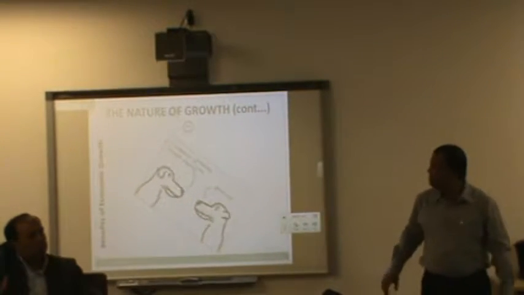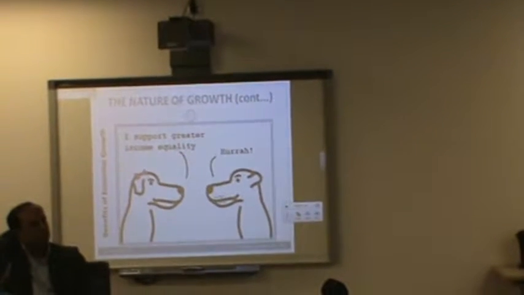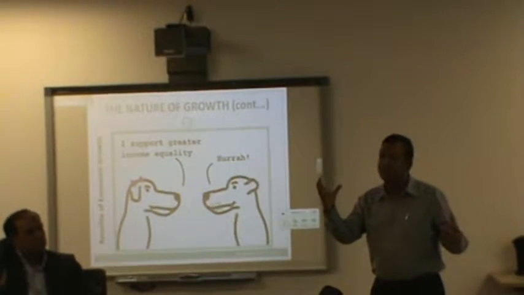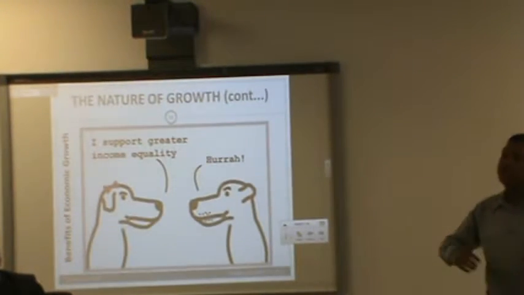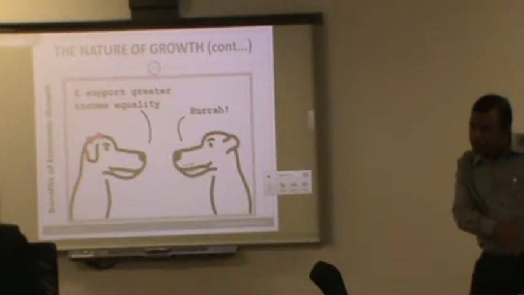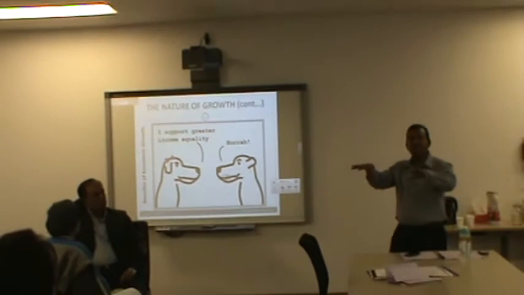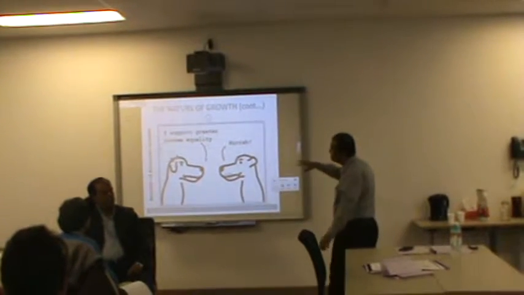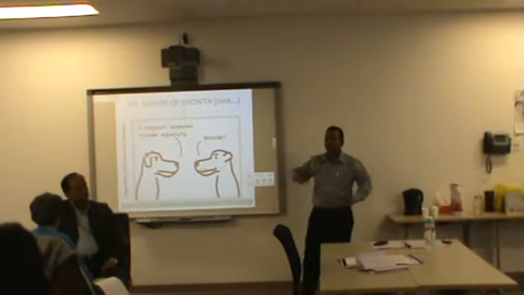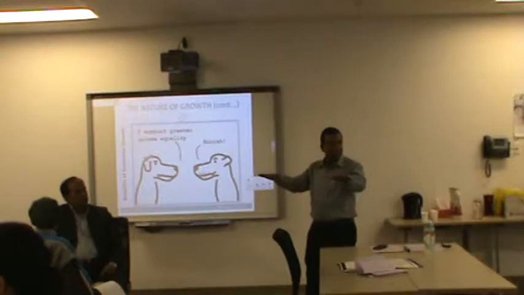Another one is, for example, greater income equality. This is very important for growth to happen, because there are a lot of countries where a lot of people are very rich and a lot of people are very poor, so there is nothing in between. The distribution of income is really not equal. But growth suggests that we have to have greater equality in income distribution, so that everybody in the economy can have at least a minimum standard of living.